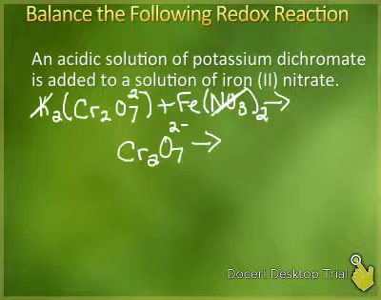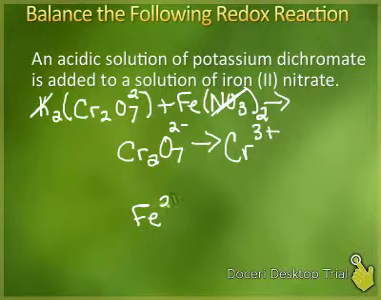Okay, dichromate is going to give us, if you look at your handy dandy cheat sheet, what is it going to do? This is an acidic solution. It's going to form Cr3+. Okay, our other half reaction is we're going to have iron, which I know that iron was 2+, correct?